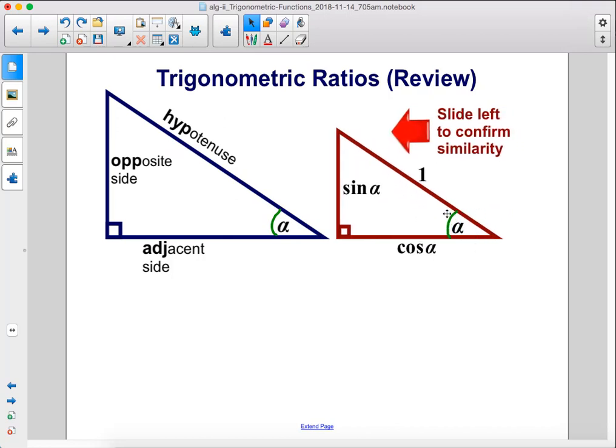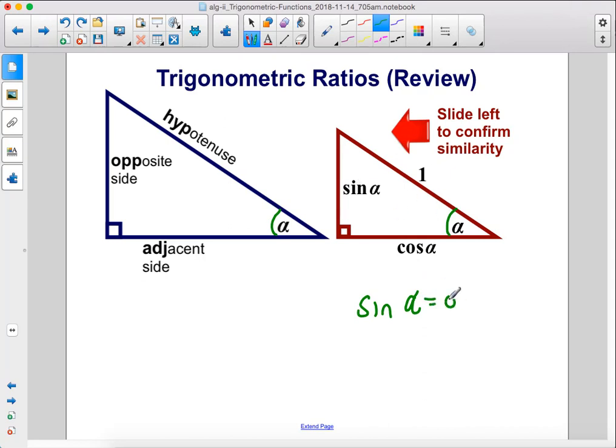And so this triangle has a hypotenuse of 1, which makes it really useful for us to say that this side becomes sine alpha and this side becomes cosine alpha. Since sine alpha is opposite over hypotenuse, the sine of alpha equals the opposite side over the hypotenuse. So that would be this opposite side over 1, which means sine alpha is the opposite side. So this is sine, this is cosine when the hypotenuse is 1.